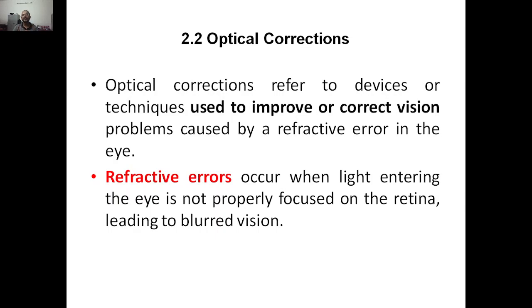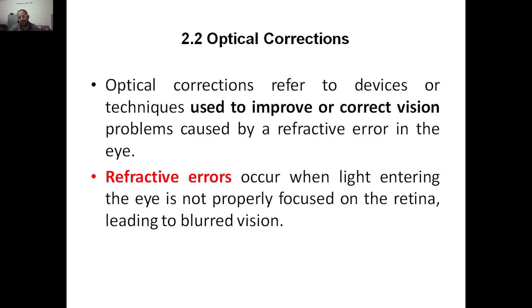So let's start the new topic, that is optical corrections. For example, when you are using a camera, we adjust the focal length and other settings so that we get proper, correct or improved vision. Similarly, we have the same issues with the eye also. Optical corrections are nothing but devices or techniques you can use to improve or correct vision problems caused by the refractive error in the eye.